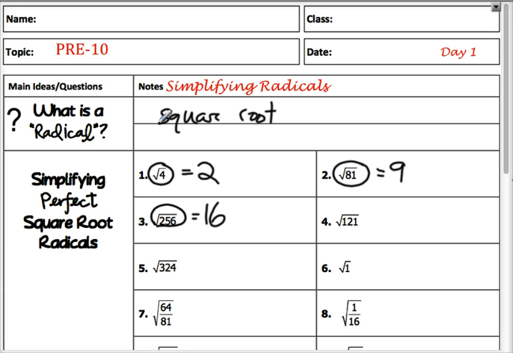So square root of 121 is 11. Square root of 324. Now for these bigger ones, you may not know it. So this one especially, make sure you type it in so you're getting it right. You should get 18.